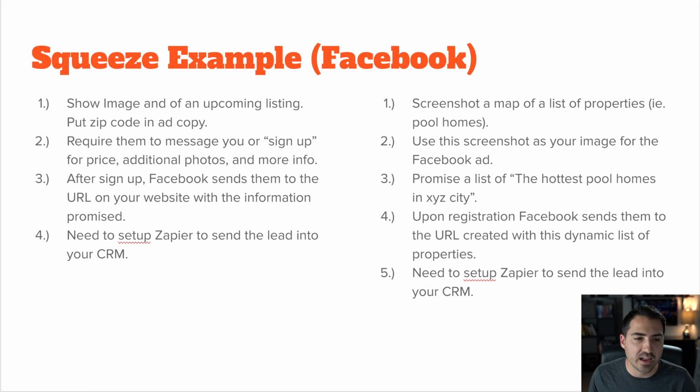So the next example, this is where you could take a screenshot of a map of a list of properties. So let's just say you did the pool homes, and then kvCORE shows you a map of where all of those homes are at.